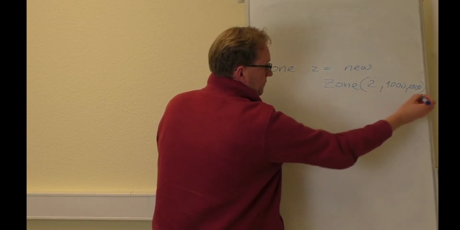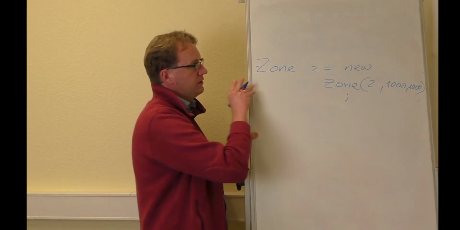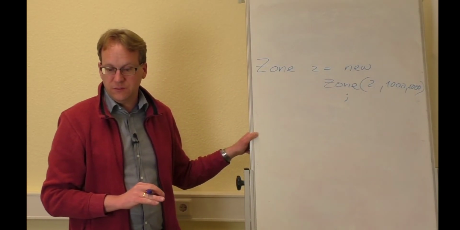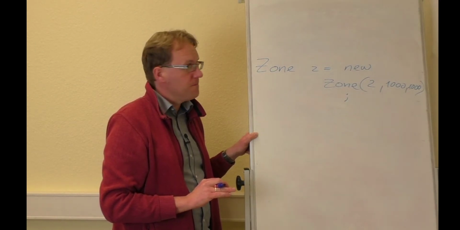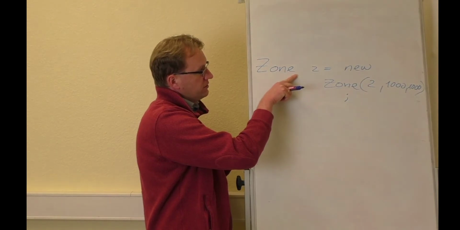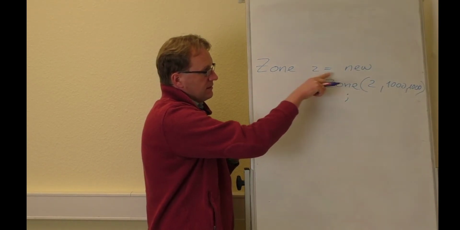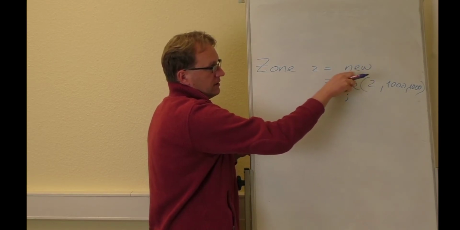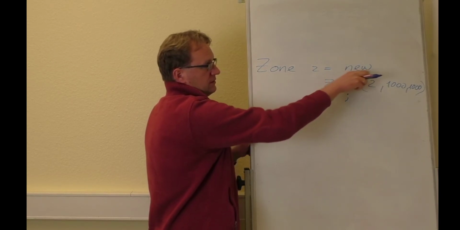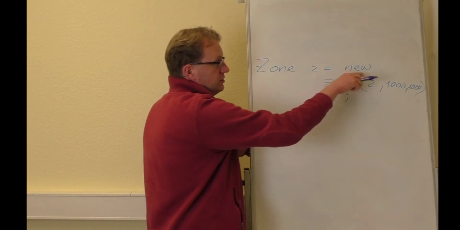And not to forget, finally, the semicolon. It doesn't fit anymore on my whiteboard. That should all be written in one line of code. So that could be somewhere in your program. You create a new object of type zone, which we refer to as small z, by calling the constructor. Constructor calls always come together with this keyword new.